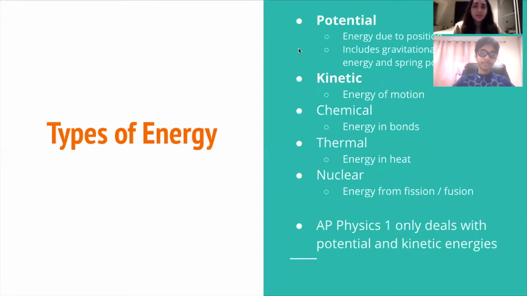So now for the types of energy. We have 5 main types of energy, which include potential, kinetic, chemical, thermal, and nuclear. Potential is the energy that's due to a position. And the ones that we will cover are gravitational potential energy and spring potential energy. We also have kinetic, which is the energy due to motion, chemical, thermal, and nuclear. But in AP Physics 1, we really only focus on potential and kinetic energy.